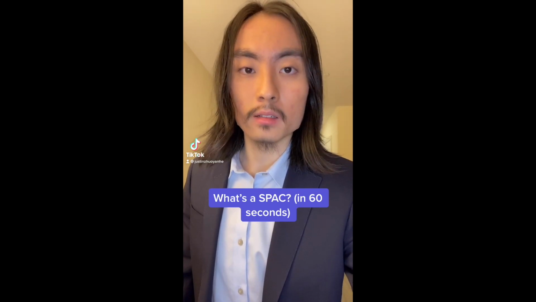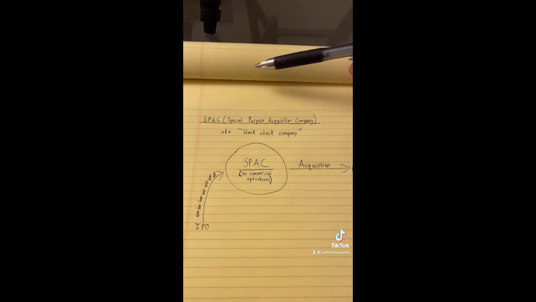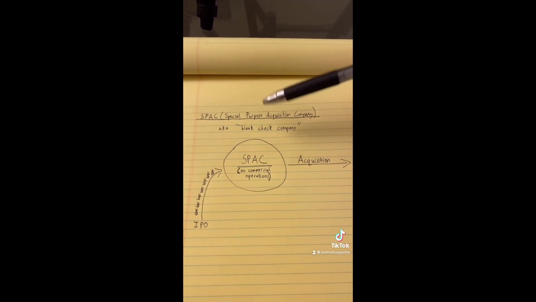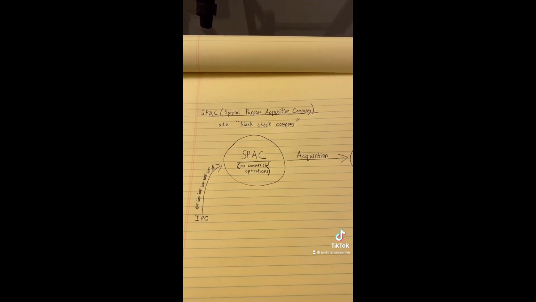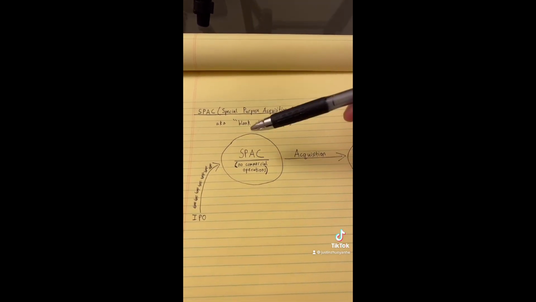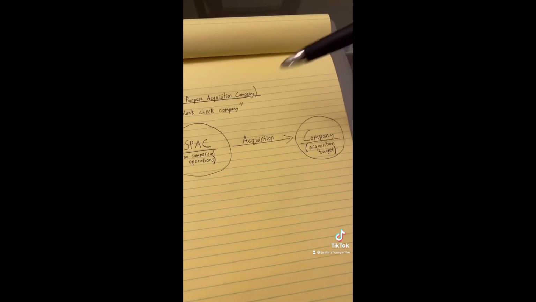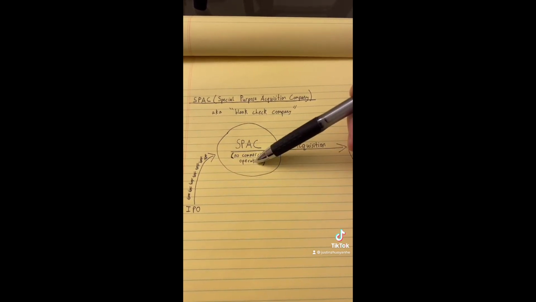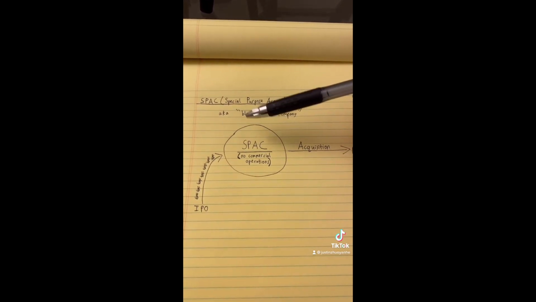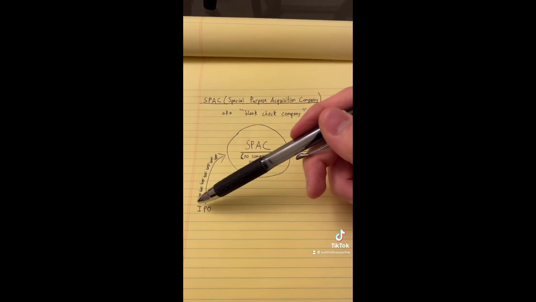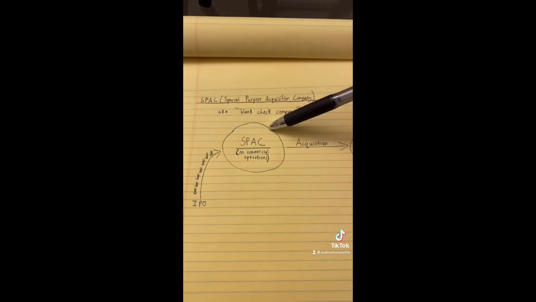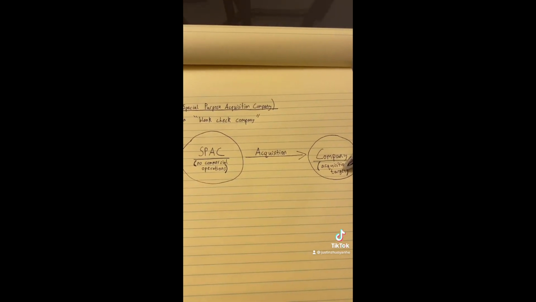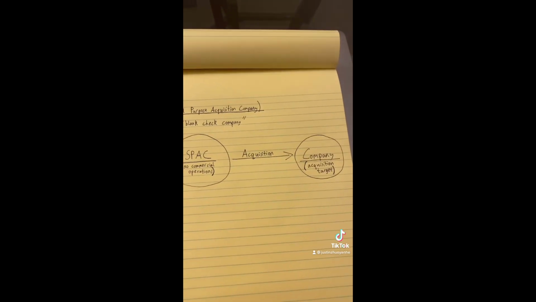What's a SPAC? SPAC stands for Special Purpose Acquisition Company, and it's also known as a blank check company. So a SPAC is a company that is formed to acquire another company. A SPAC does not have any commercial operations, and it raises money through an IPO for investors to funnel money into the SPAC in order for it to identify an acquisition target and to acquire that company.